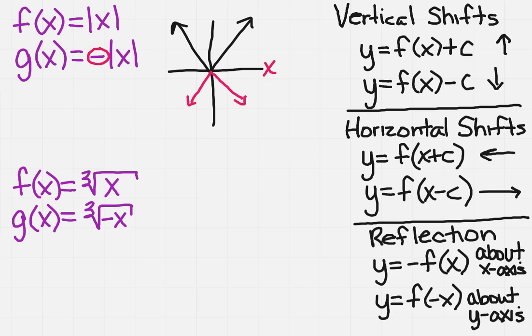Now for the second one, let's also look at it in the same manner. I've got the cube root of x. And so the cube root of x looks like this. Now I want to look at the second one. I notice this time there's no minus out in front. There's a minus inside underneath the radical. So that means everywhere there was an x, now I've put in negative x. So that means I'm going to reflect it about the y-axis.